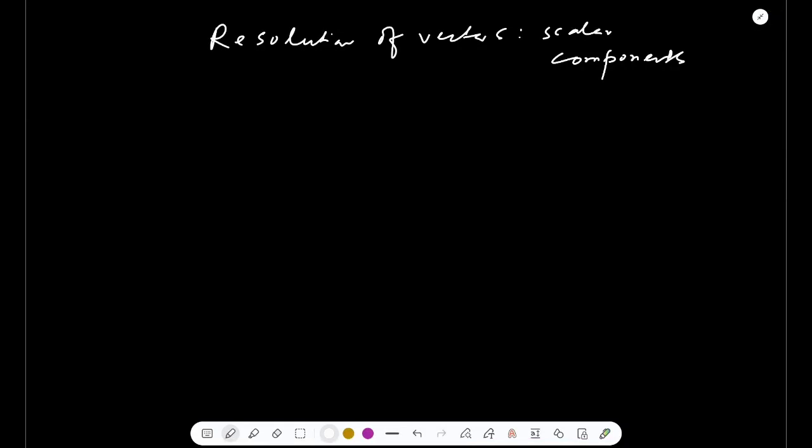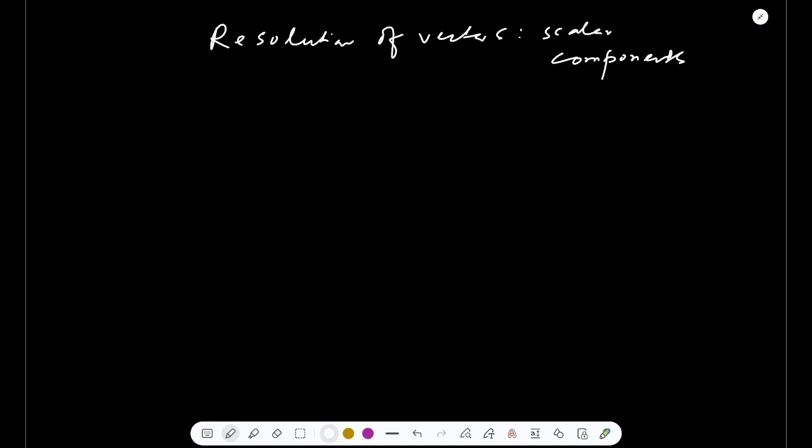So welcome again, and let's talk today about the resolution of vectors and operating its scalar components. So basically, what is resolution of vectors? The opposite action of addition of vectors is called resolution.